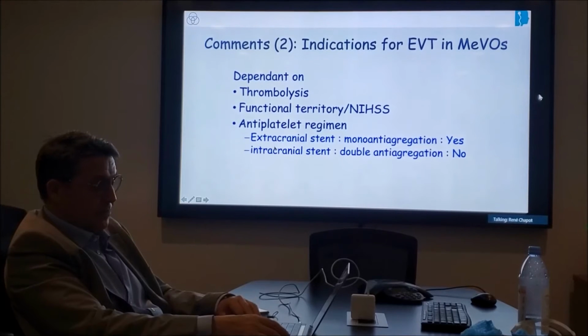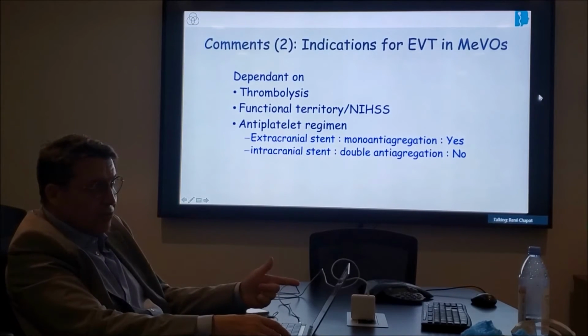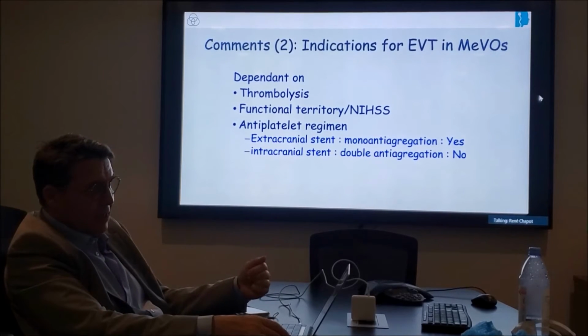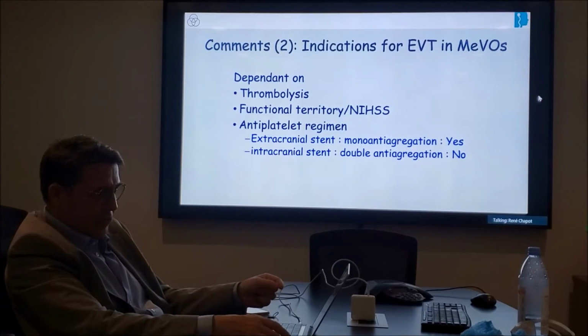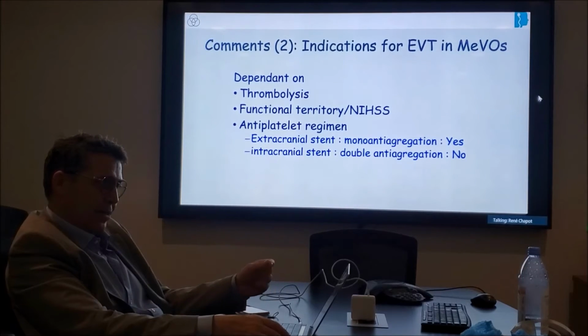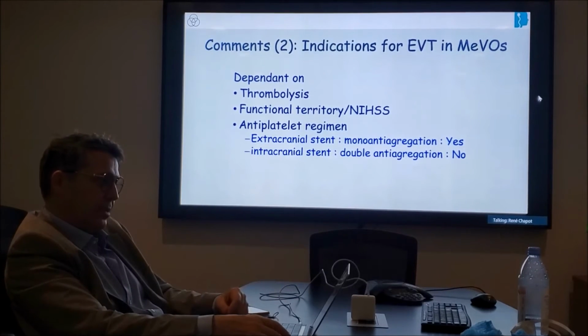But if the patient receives an intracranial stent, then we need a dual antiplatelet, otherwise the intracranial stent will thrombose, and under dual antiplatelet, getting into the small arteries increases a lot the risk that a minor bleeding continues to bleed and does not stop.